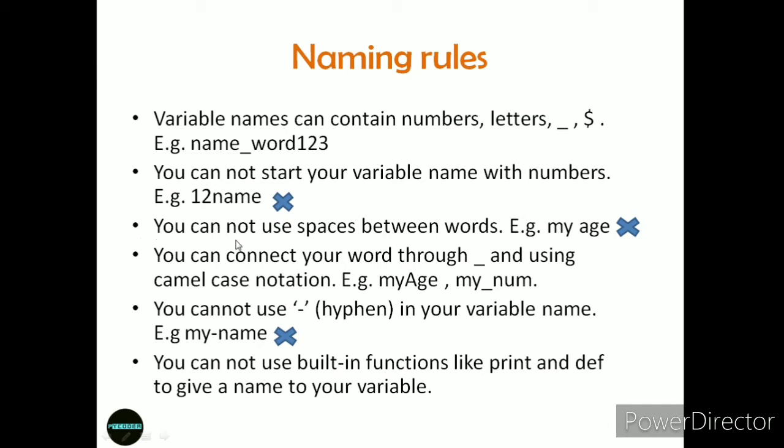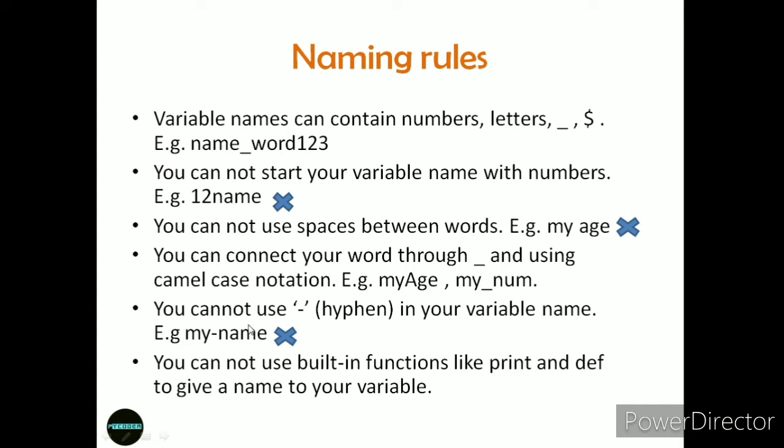The third rule is that you cannot use spaces between words. Example, my age with a space. Again, it will throw an error. The fourth rule says that you can connect your words through underscores and using camel case notation. For example, myAge. This is the type of camel case notation in which the first letter of the first word is small and after that the first letter of every word is a capital. And my_num is the example of joining two words using underscores.